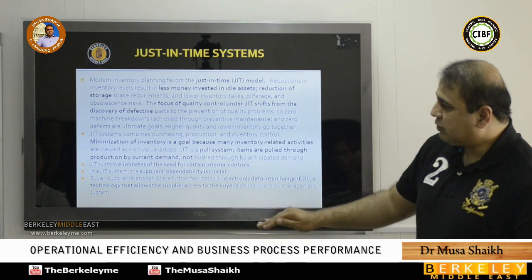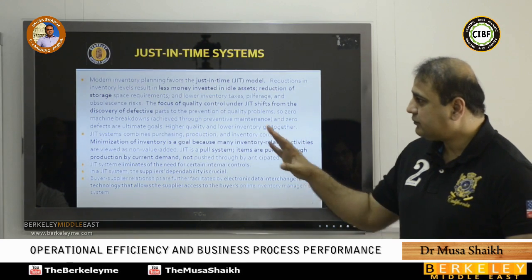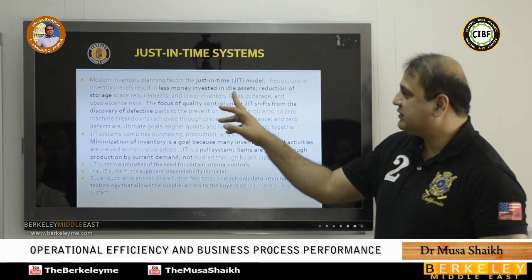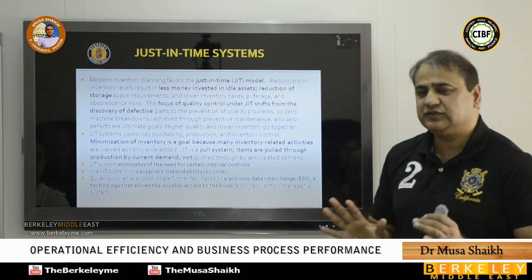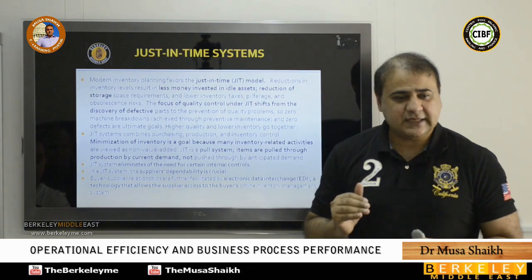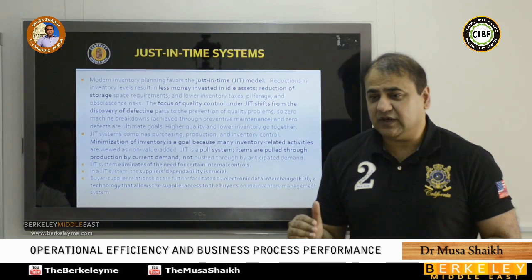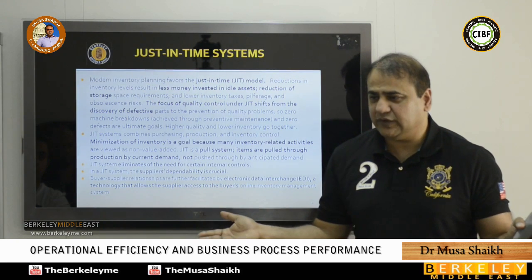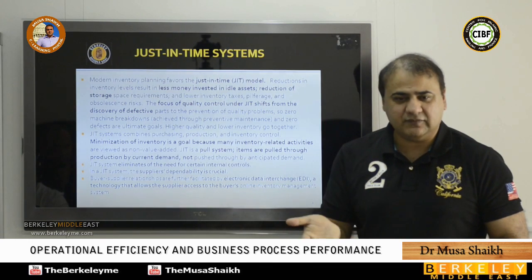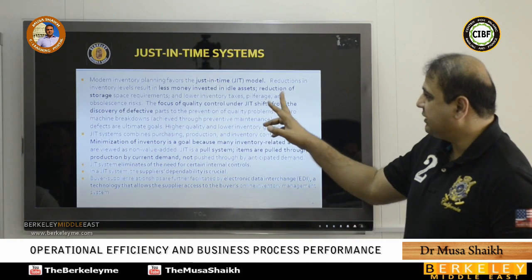There are some bullet points which I already explained, but I will read it for you. Just-in-time model will result in less money invested in idle asset. We use this word idle asset when we say any asset can take more time to sell. Like sometimes we have inventory which is slow moving, it's not moving out. So we call it idle. Idle person or idle inventory is a symptom that shows your slowness.